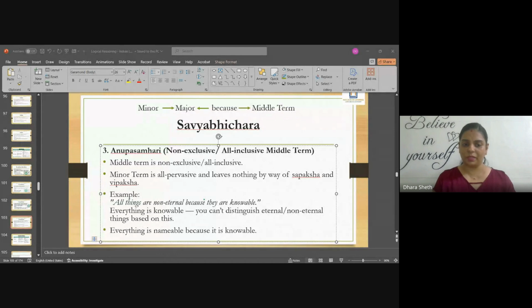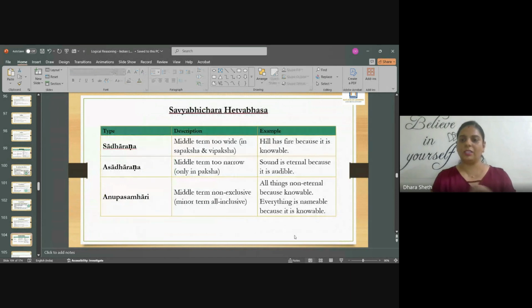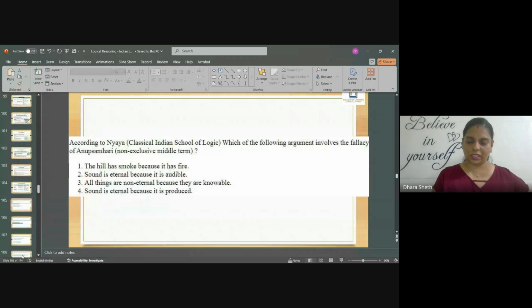Remember these two examples. These are the examples that have been asked in the question for Sarvabhichara Hetvabhasa. Middle term is too wide, too narrow, and it is all inclusive, non-exclusive. Nothing is excluded. Next, a few questions based on middle terms of Sarvabhichara fallacy.